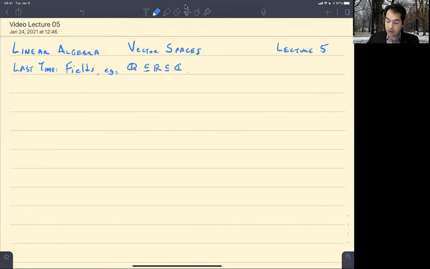But we saw that there are other fields. So we saw, as an example, F sub p for p prime, especially the case F sub 2. So F sub 2, you just have the two distinguished elements, 0 and 1. But you can give that set two operations so that you get a field. So that's what we saw last time.